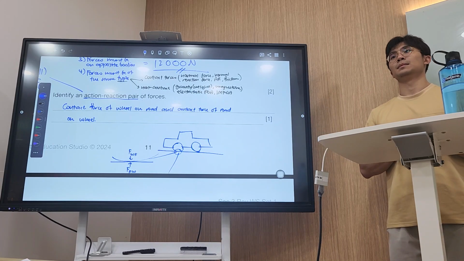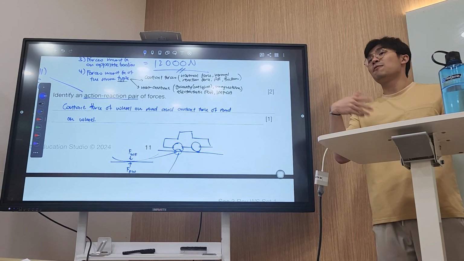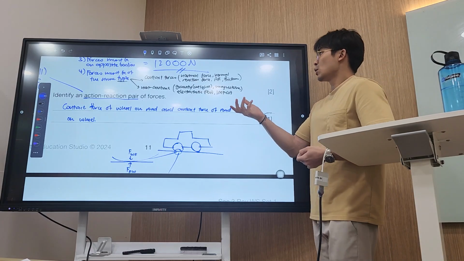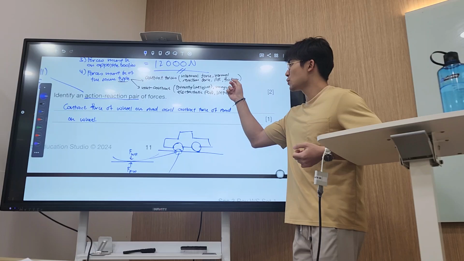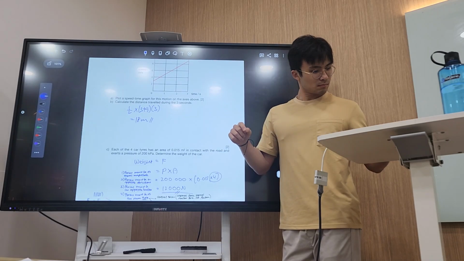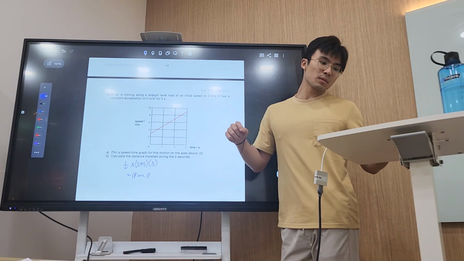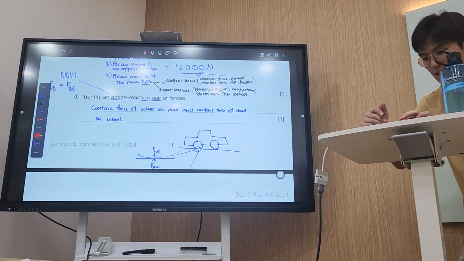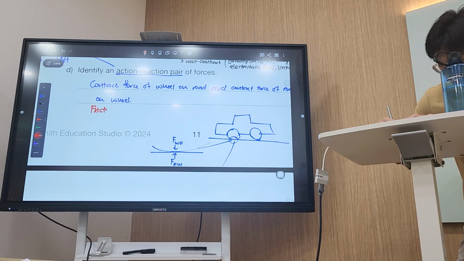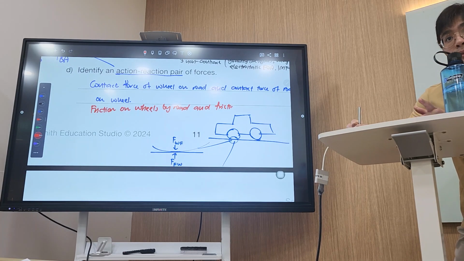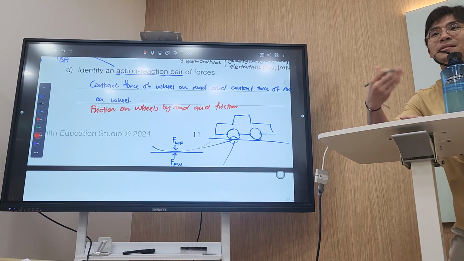So what about kinetic and friction? There is no kinetic force, there's only kinetic energy. Friction, sure, but if you want to use friction, the pedal has to be moving. Actually, that's true. Let me just voice it out first. Friction is possible. We will have to say friction on wheels by road, and friction on road by wheels.